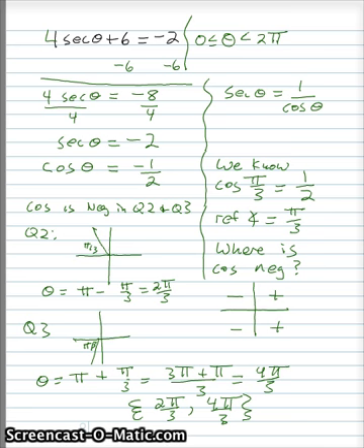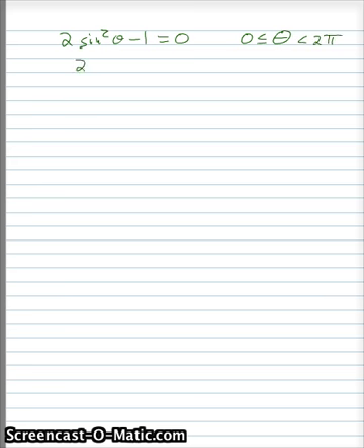And let's take a look at one more question in this lesson. How about 2 sine squared theta minus 1 equals 0? And like the first two problems, we want theta to be between 0 and 2 pi. So we're going to isolate sine squared theta, adding 1 to both sides. 2 times sine squared theta equals 1. So sine squared theta is a half.